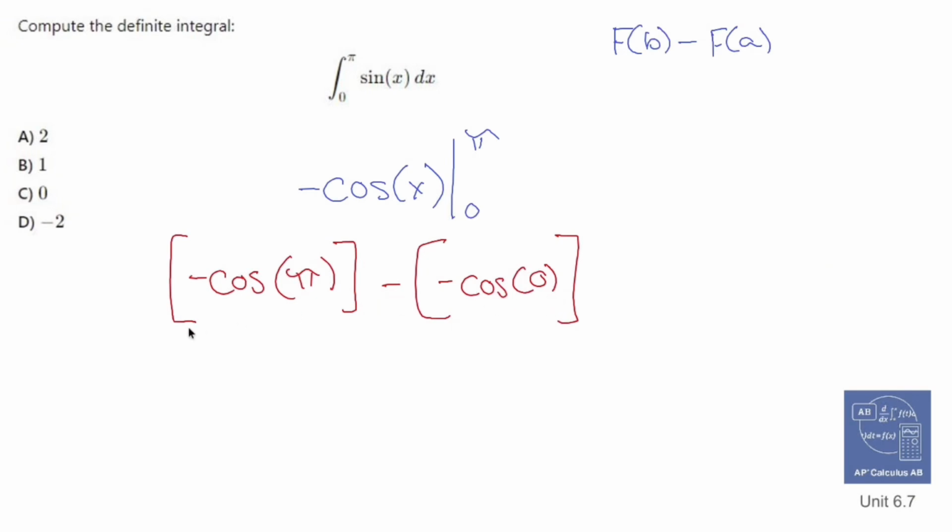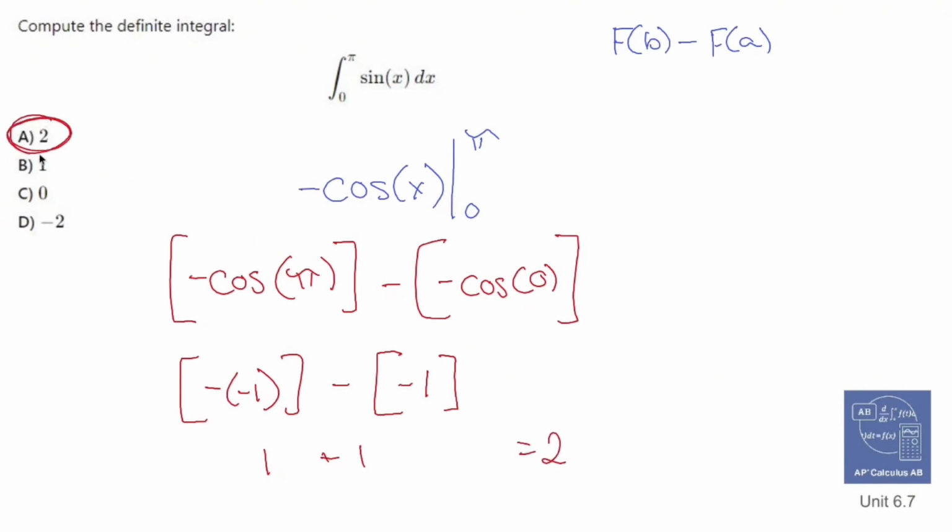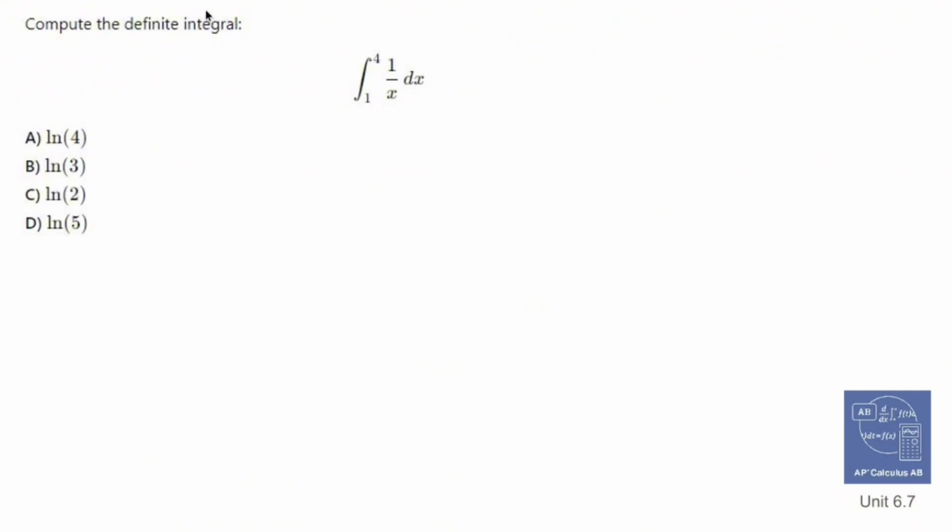Okay, the cosine of pi is negative 1, so negative negative 1, minus the cosine of 0 is going to be 1, so negative 1. Negative negative 1 is 1, 1 plus 1 is 2. The answer is A, baby.